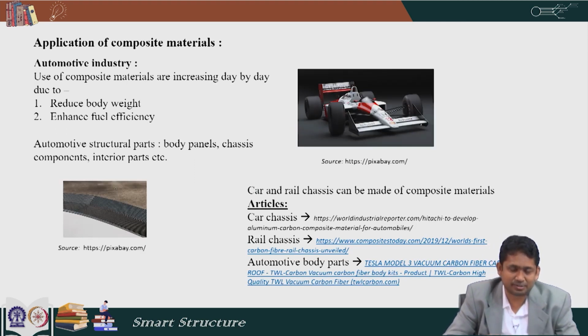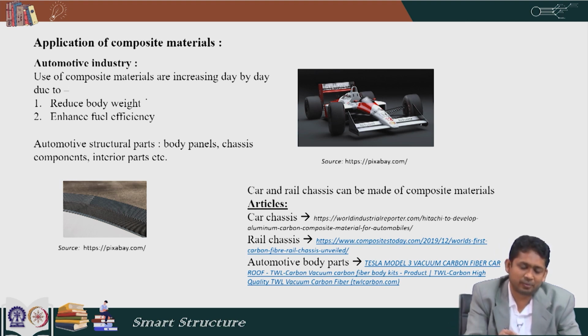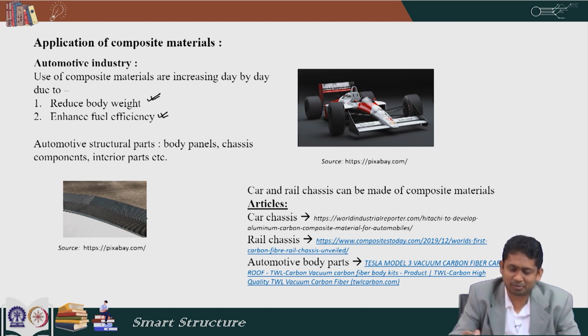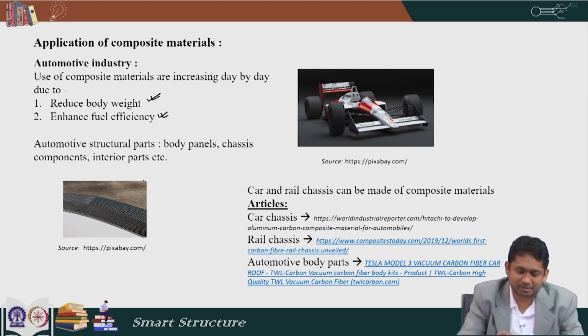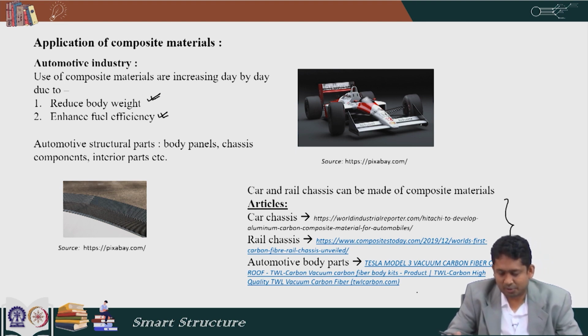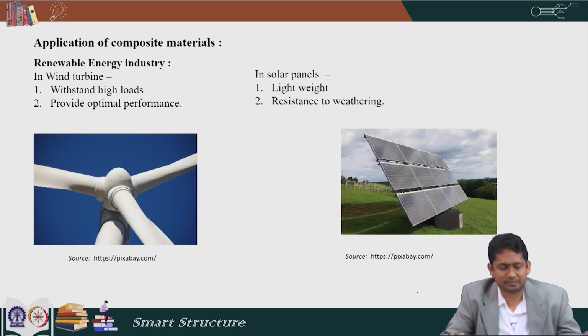In the automotive industry, its use is rapidly growing. We get reduced body weight through composites because they have high strength or stiffness to weight ratio, and accordingly we get enhanced fuel efficiency also. And if we talk about high speed cars, its impact resistance is also very useful. Various automobile parts like body panels, chassis components, and interior parts have composites. These articles show a good overview of the use of composites in this industry.